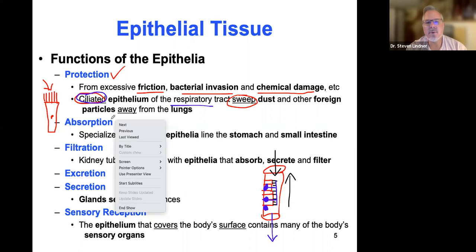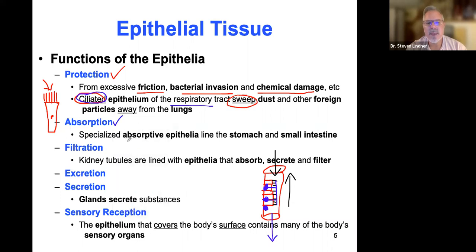Epithelium is also used for absorption. We have absorptive cells that we find in the stomach and in the small intestine. And we have smaller cilia there. Again, hair-like structures, but they're smaller than cilia, and we call them microvilli. And the purpose of these microvilli is that nutrients are going to be absorbed by them. They're going to act like a sponge, and sponges absorb and bring in things.